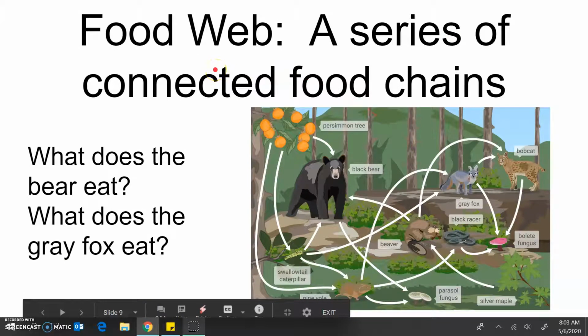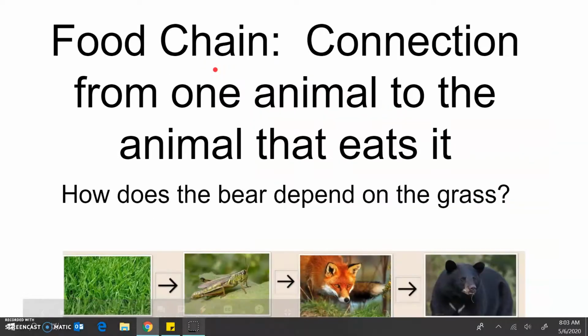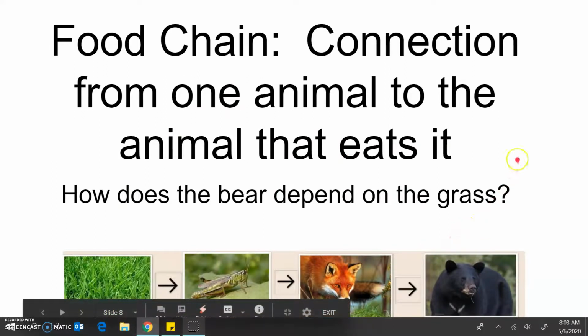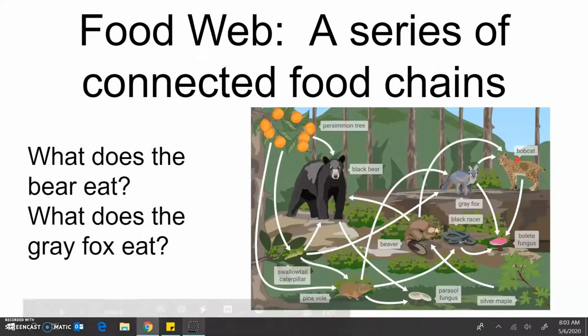So while we like to think of what an animal eats as a nice straight line, just like you or me, animals have a very diverse diet. They like to eat a lot of things. They eat whatever is closest to them, whatever they're able to get. And with those multiple food chains, you get a food web. It's a series of connected food chains.